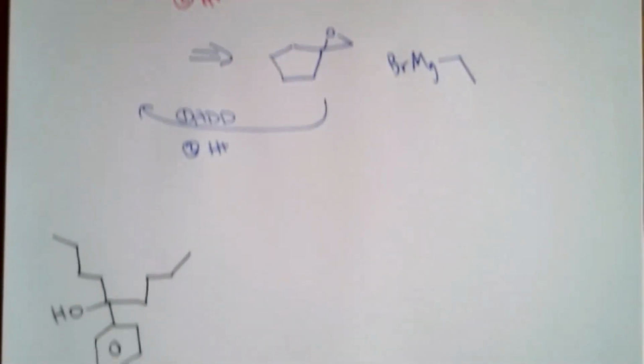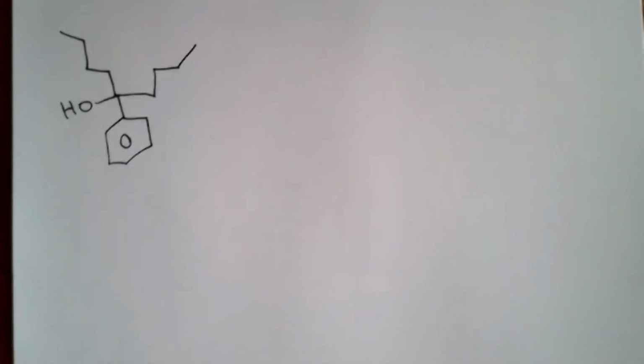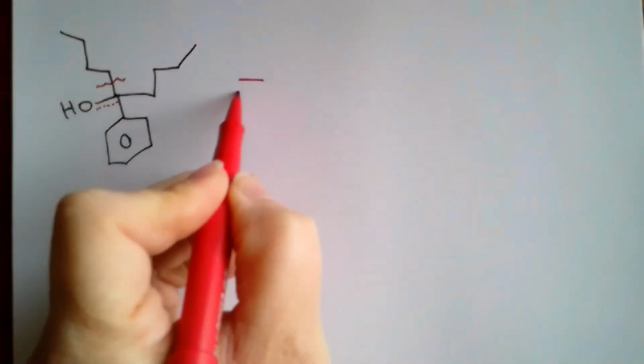Moving right along to our next example. This is an alcohol. It's a tertiary alcohol. There are multiple ways to make this alcohol from a Grignard reacting with something. One way is a carbonyl compound reacting with a Grignard. Here's one option.